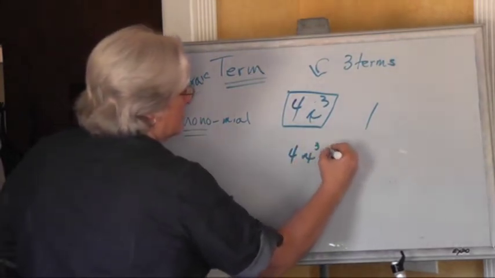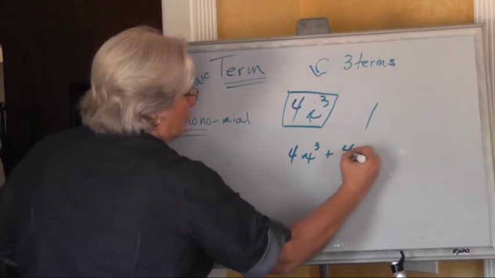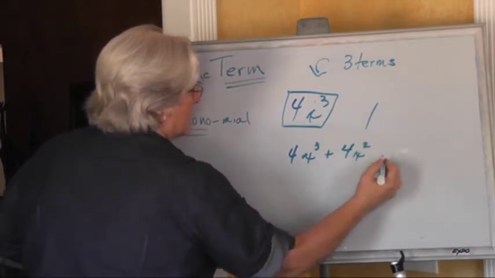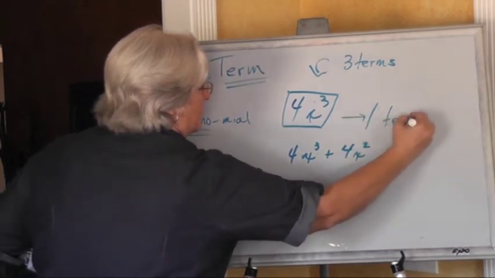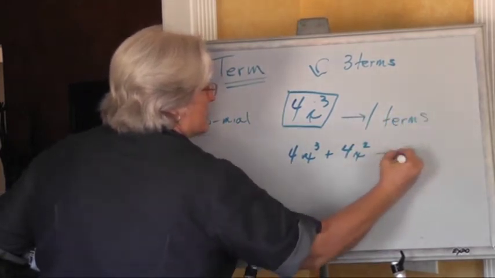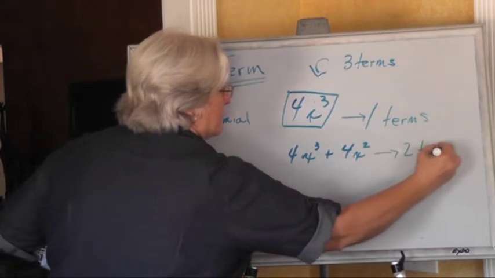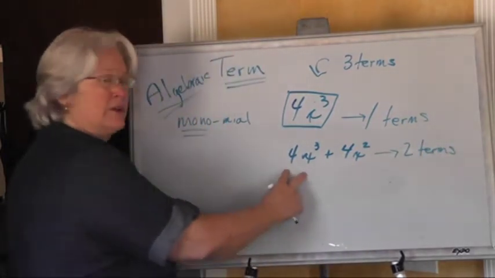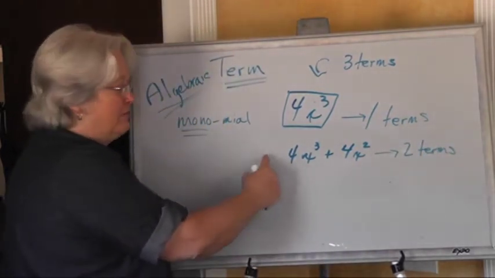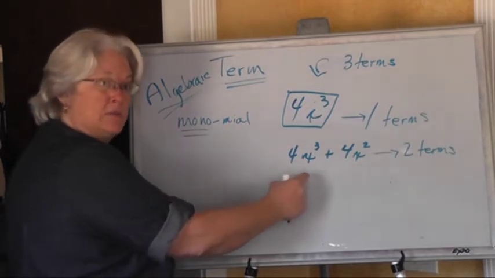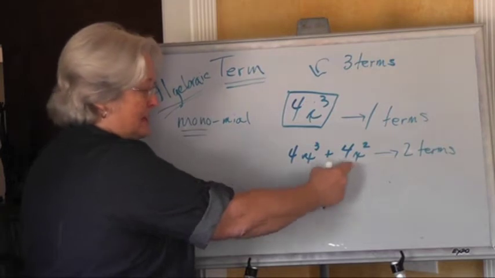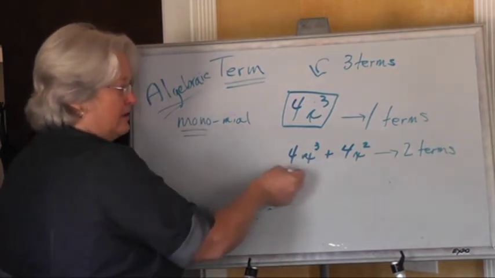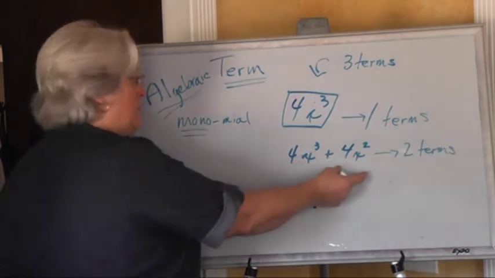How many terms do we have here? 4x cubed plus 4x squared. Well, you have 2 terms for this second example here. 4x cubed, this is the product of 4 times x times x times x, plus the product of 4 times x times x. Because we're adding together, we have one term plus another term.